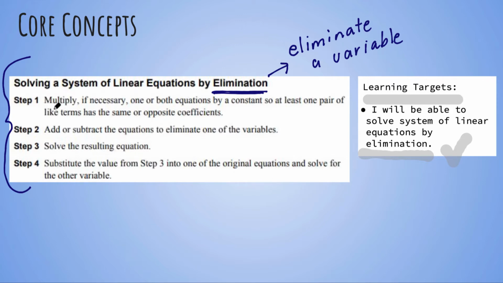Step 1, we're going to multiply, if necessary, one or both equations by a constant, so at least one pair of like terms has the same or opposite coefficients. Then we're going to add or subtract the equations to eliminate one of the variables. We're going to solve the resulting equation for that variable, and then finally we'll substitute what we know about that variable into the original equation and solve for the other variable.